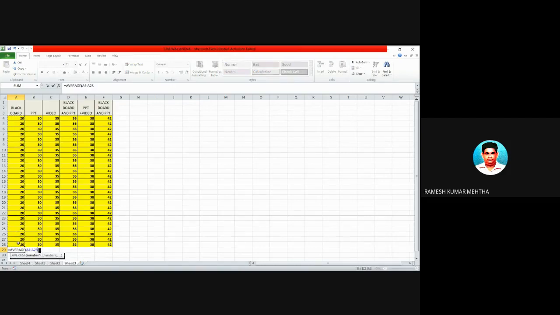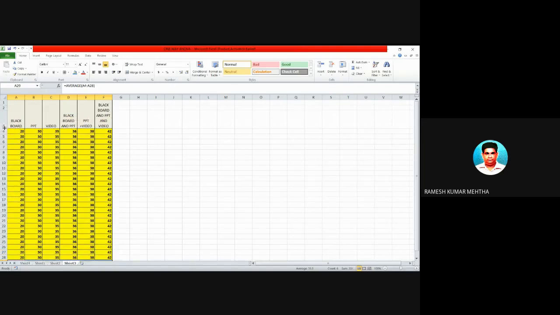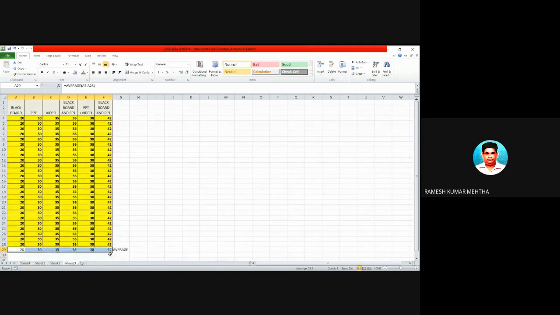I have done the average. I got 20 again, because all the elements are the same. So that is the average I have calculated. You get an average of 20 in the first case, 30 in the second case, 35 in the third case, 36 in the fourth case, 38 marks in the fifth case, and in the last case, where Blackboard and PPT and I think video were used, the average or mean is 42.